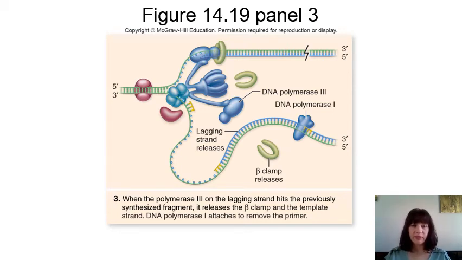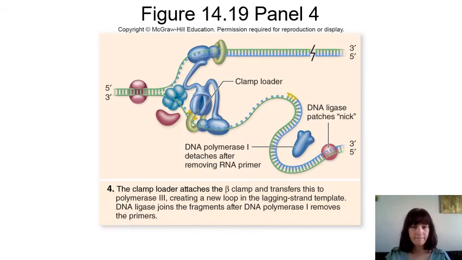Meanwhile, the DNA polymerase on the leading strand just keeps chugging along. Here you can see the clamp loader has helped move the beta clamp as well as the DNA polymerase to help get it in this new spot, this new available region, specifically where that RNA primer is. And now the DNA polymerase on the lagging strand can start making more DNA.